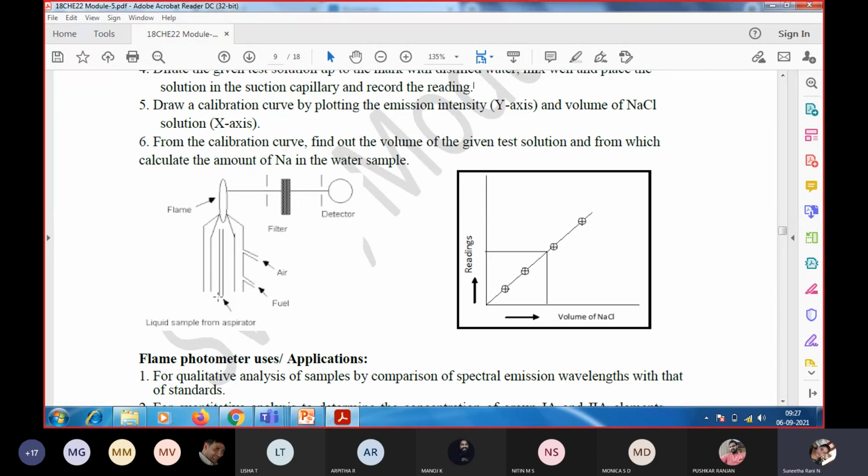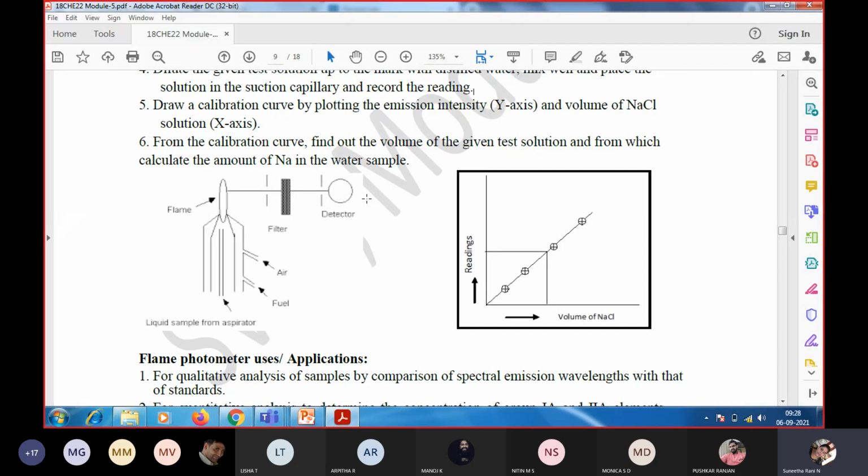Once you keep the solution at this place, due to capillary action it sucks the solution, and when it starts heating it converts into vapors, and these vapors reach the flame. The flame catches all these vapors of the solution, and it gives a certain color. This color, with all these light radiations, passes through the filter, and the detector detects the signal of that particular solution and displays it on the instrument. This is for the first solution.